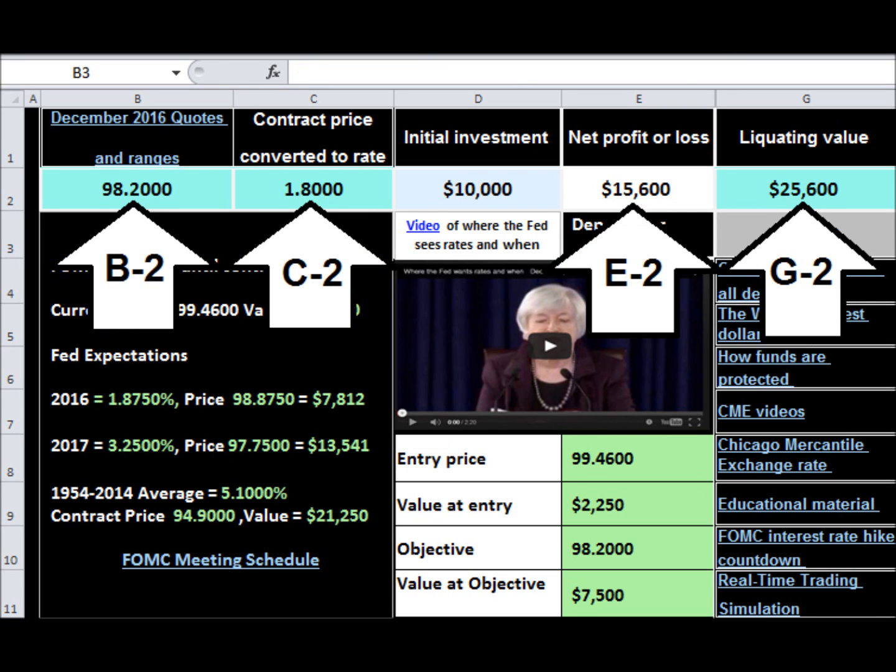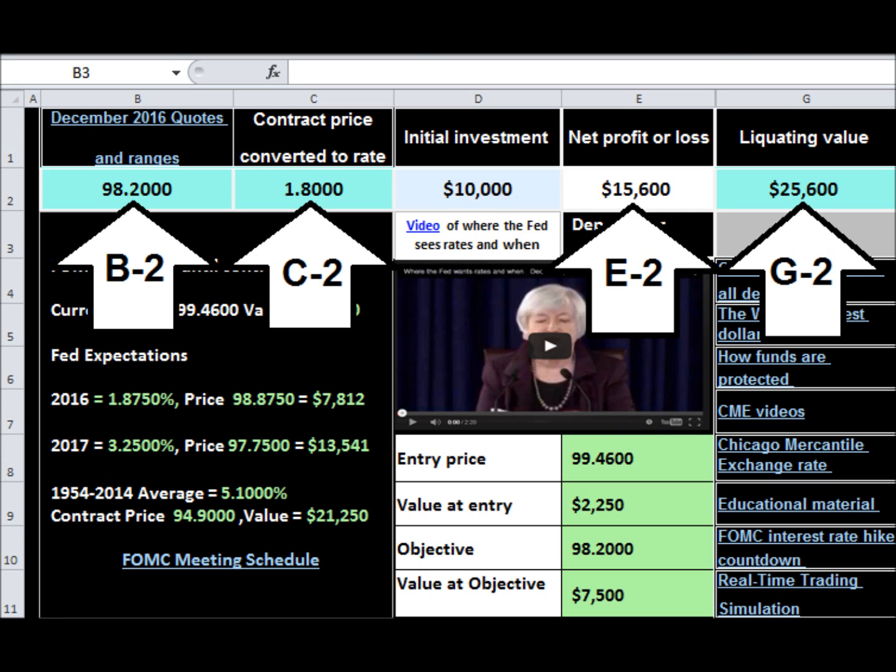Now let's look at the upside, and let's assume that the Fed is right about the rate they set. And between now and the end of 2016, the Fed funds rate does go up to 1.8%. Enter 98.20 in cell B2. The rate the contract price represents, 1.8%, will show in cell C2. The net profit or loss, after all bid-ask spreads and fees, shows in cell E2, $15,600. The net liquidation value of the initial $10,000 investment shows in cell G2, $25,600.